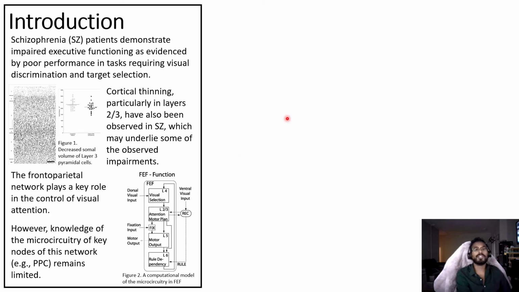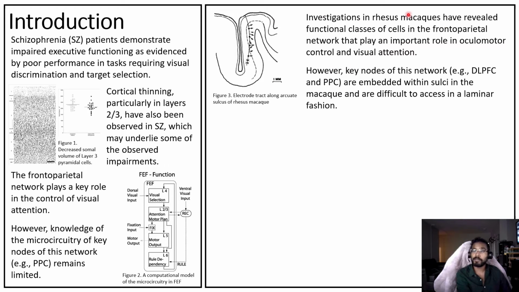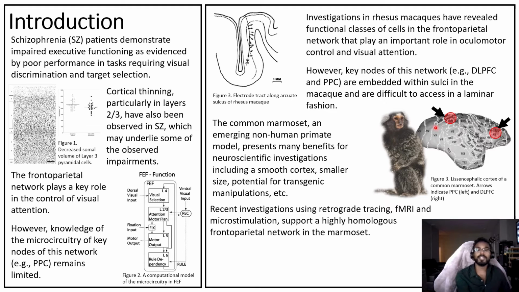And this is largely because the predominant non-human primate model, the rhesus macaque, has a heavily gyrated cortical surface, which makes accessing some of these key regions like PPC or DLPFC a lot trickier when you want to do these laminar experiments. And that's where the common marmoset comes in. With its smooth cortex, these regions like DLPFC and PPC are actually a lot easier to access. And they also have many other advantages that lend themselves well to neuroscientific research. We have also shown in recent evidence from our lab and other labs that the marmoset's frontoparietal network is largely homologous to that of the macaque and humans as well.